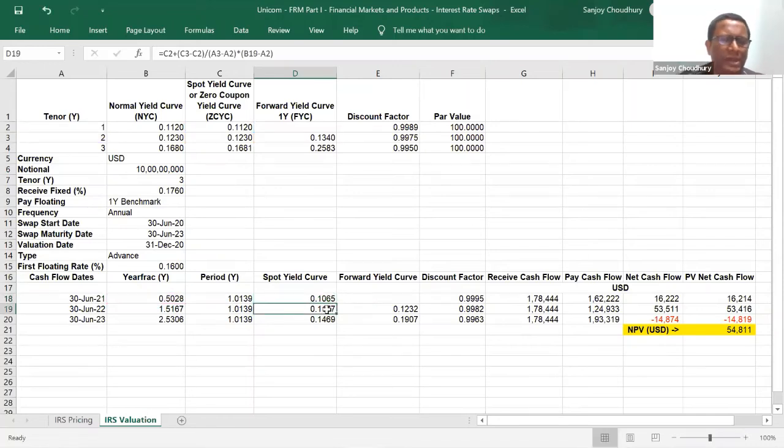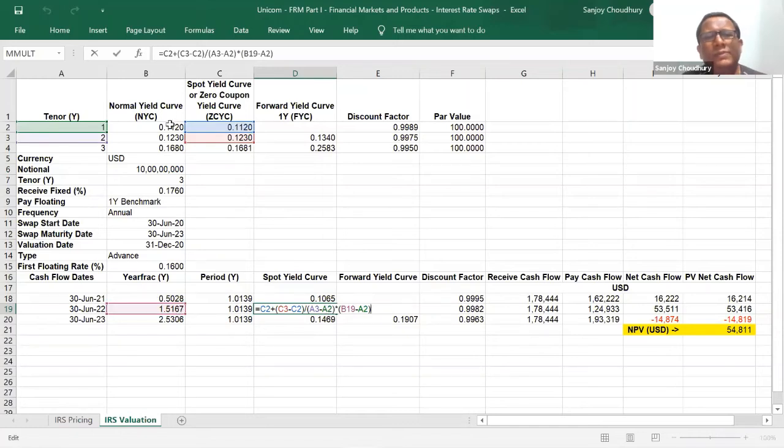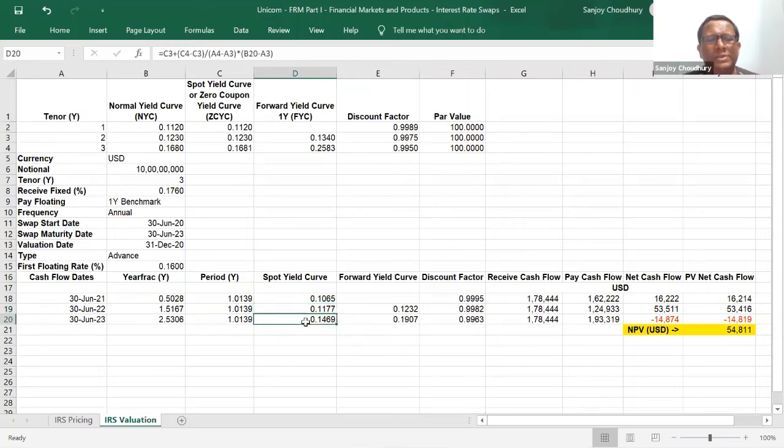In this case, suppose we are calculating the yield for 1.5167 years. We have the yield for 1 year and we have the yield for 2 years, so this lies between 0.1120 and 0.1230. The same formula is used, but this is now interpolation, and the spot yield is 0.1177. And subsequently, the spot rate for 2.5306 is 0.1469.